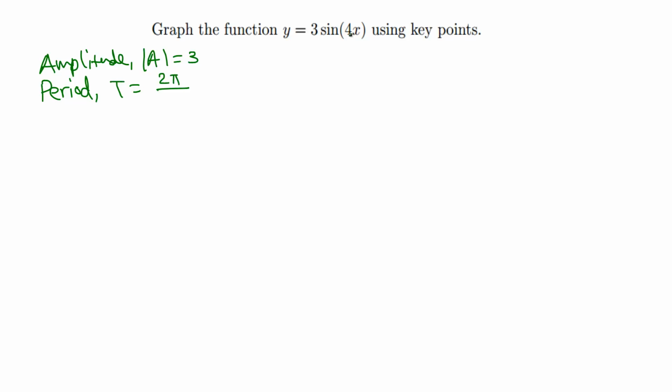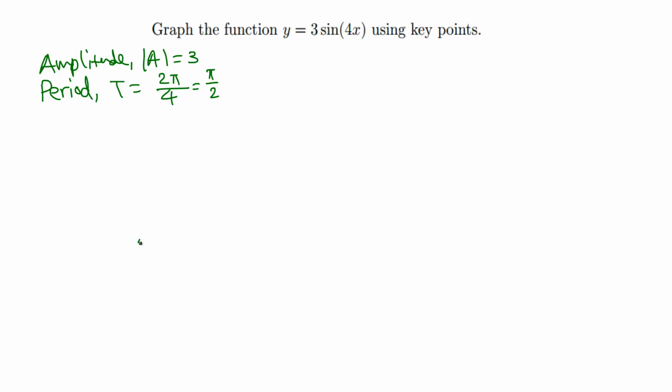omega. Omega means the coefficient of x, which is 4. 2 pi over 4, 2 goes into 4 twice, so pi over 2. That means a cycle of this function will be done in pi over 2 units. So now we want to find the key points.